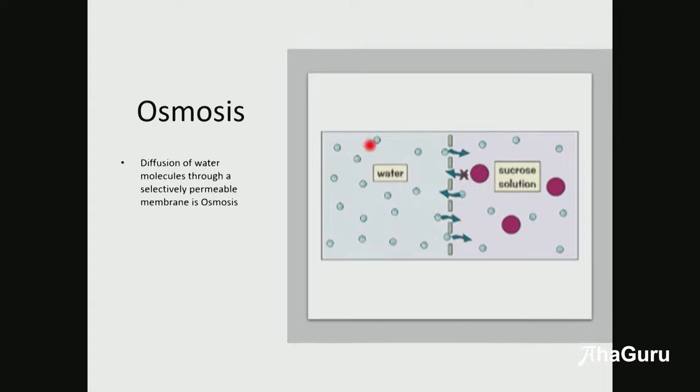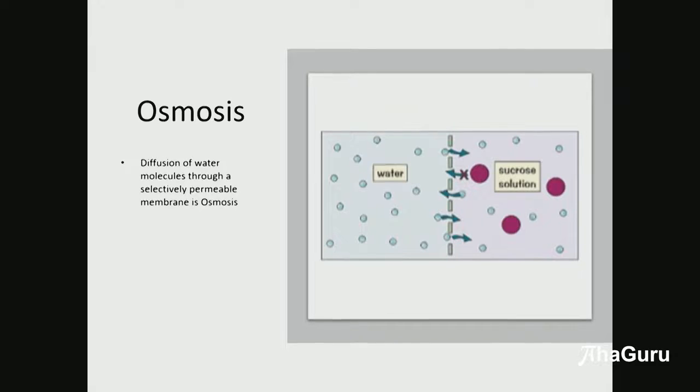So you can see here, this is pure water, okay? In a beaker, in a compartment, there is pure water. Let's call this compartment A, and then there is another compartment, compartment B. You can see that these compartments A and B are separated by a selectively permeable membrane, right? And this selectively permeable membrane is permeable to water.